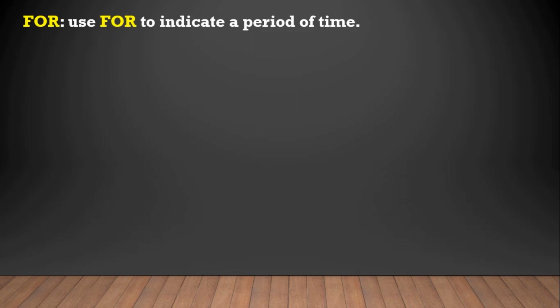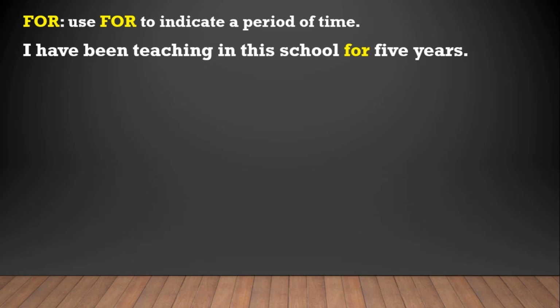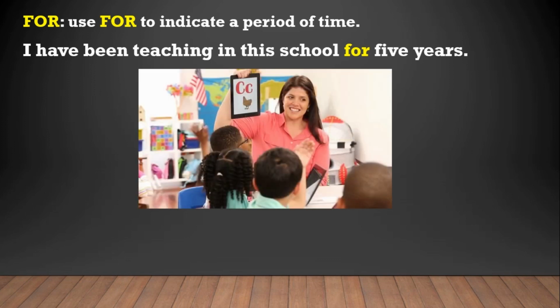For: use for to indicate a period of time. Okay, I have been teaching in this school for 5 years. Which 5 years? I did not mention. I simply mentioned for 5 years. Period of time.